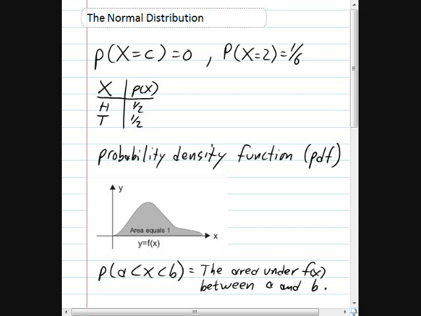This idea is consistent with the probability of a continuous random variable taking on a single value being 0. If we look at a specific x, then the area under the curve for just a single point is 0 because it's simply a vertical line, and a vertical line has no area. It needs width before it'll have area.